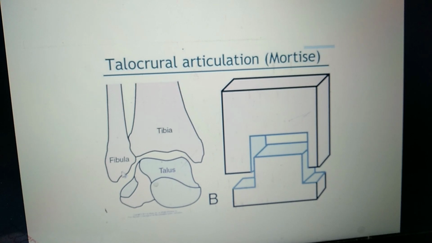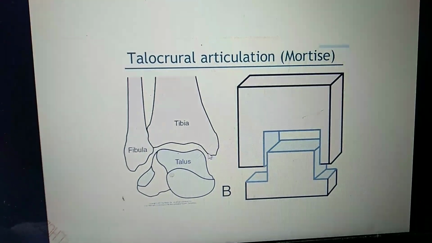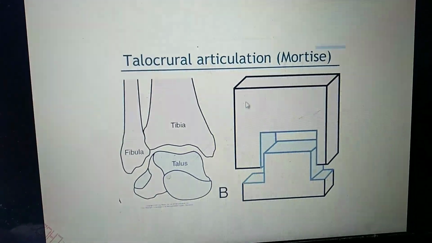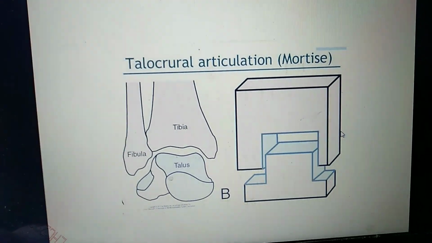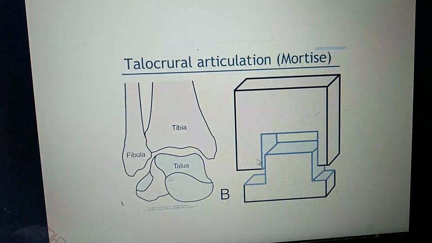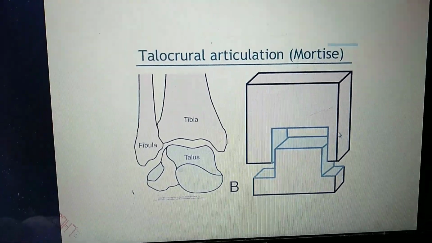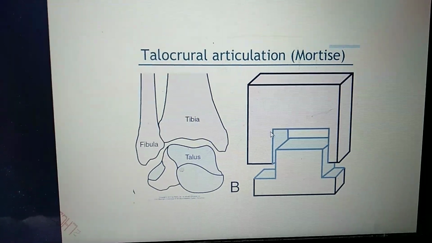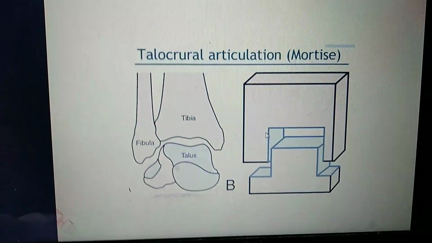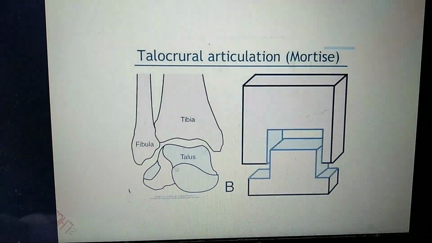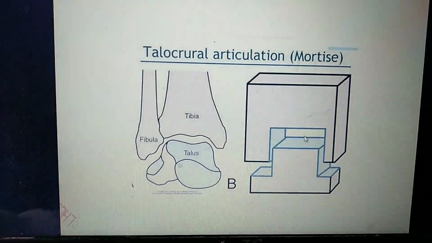This forms a mortise-like arrangement. A mortise-like arrangement is something like this. The mortise is basically the structure which simulates the wrench that is used by mechanics and engineers to tighten or loosen screws. When you visit a car garage or motor vehicle garage, you will see that they use various sorts of wrenches to tighten and loosen screws.